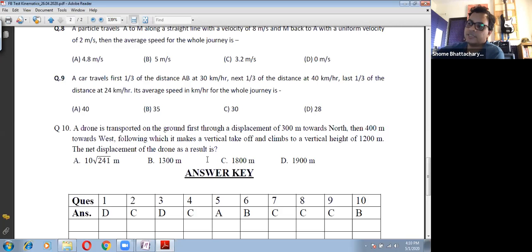And then we'll discuss the 10th question. Now 10th is a little more interesting. It's an unusual type of question with a bit of 3D geometry, but we'll understand it.